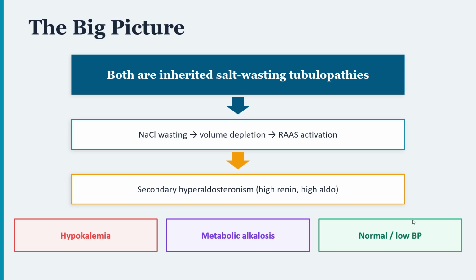And what does aldosterone do in the collecting duct? It reabsorbs sodium, but at the cost of excreting potassium and hydrogen. So you get hypokalemia and metabolic alkalosis. And because these patients are volume depleted, not volume overloaded, the blood pressure is normal or low.